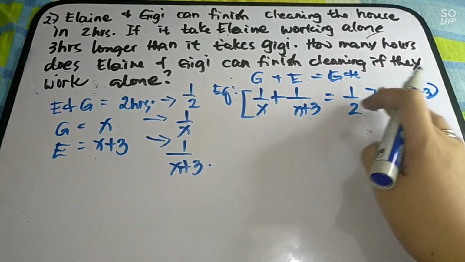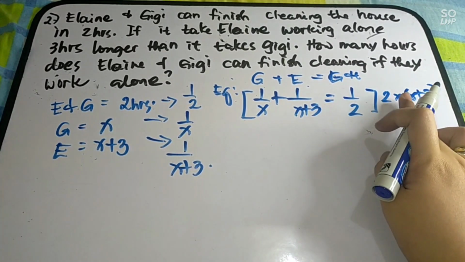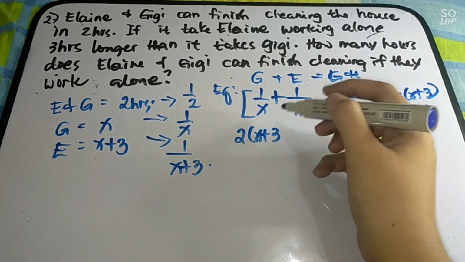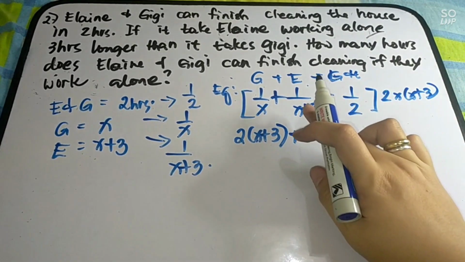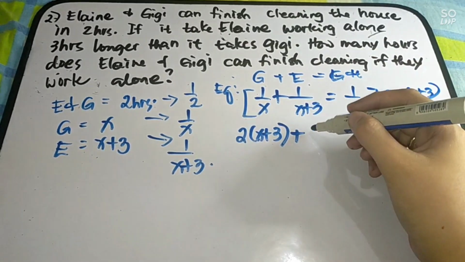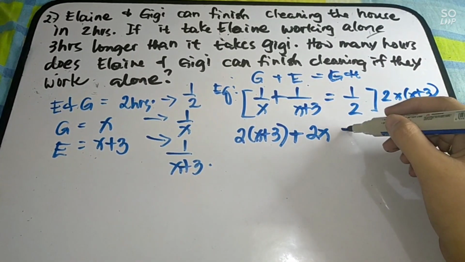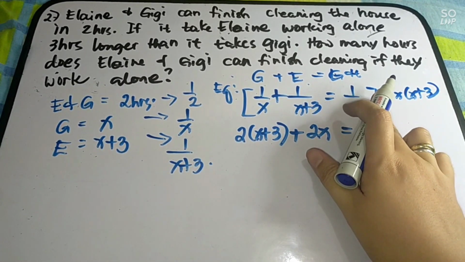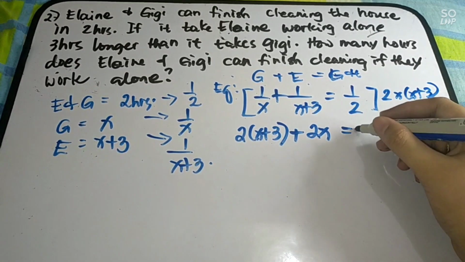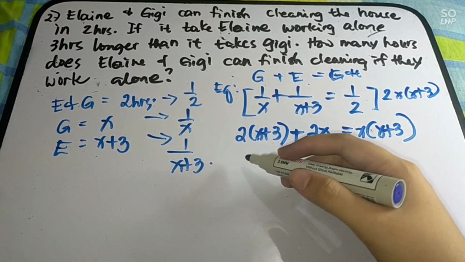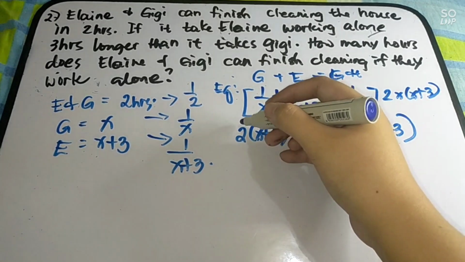So, dito, pag dinivide mo, ang matitira, mawala si x. Ang matitira ay si 2 times x plus 3. Then, plus. Ito, pag dinivide mo, mawala si x plus 3, matitira si 2x. Multiply mo kay 1, so it becomes 2x. Equals. Ito, divide mo dito, mawawala yung 2. Ang matitira ay si x times x plus 3. Then, we are going to simplify.